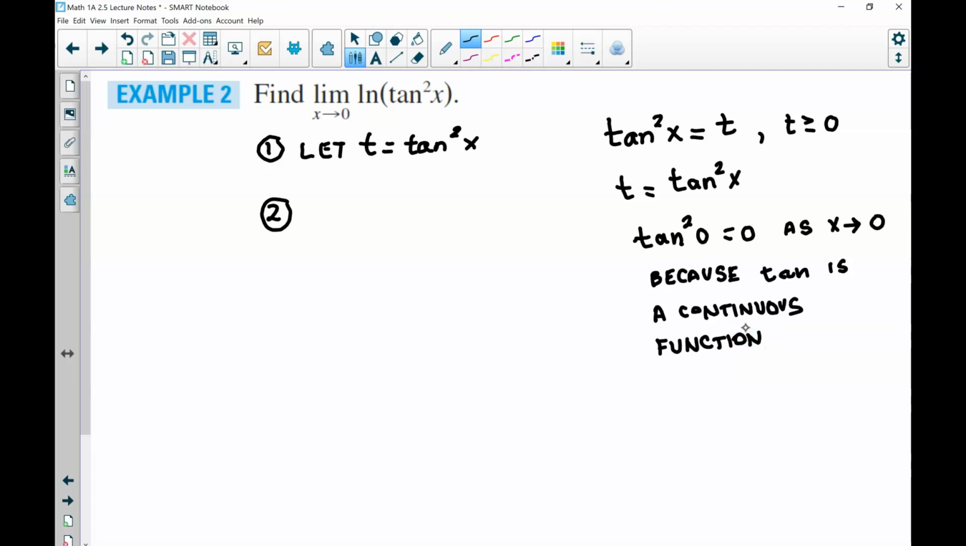Okay, so what we can say here is that now, by substituting t to be tangent squared of x, we can then write this as the limit as x approaches 0 of the natural log of t. And t would have to be 0 from the right. And the limit from the right of the natural log, from our previous example, would be approaching negative infinity.